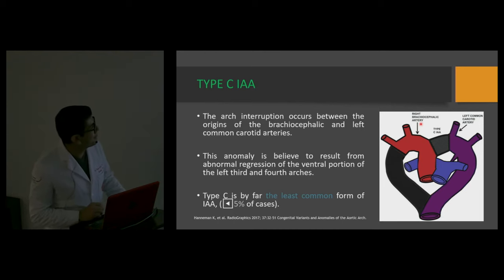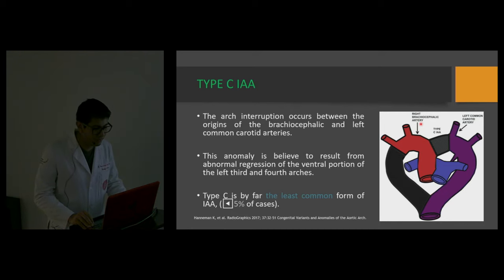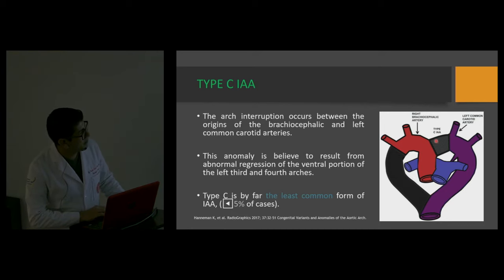Type C. The arch interruption occurs between the brachiocephalic and left common carotid arteries. This anomaly is believed to result from abnormal regression of the ventral portion of the left third and fourth arches. Type C is by far the least common form of interrupted aortic arch. The diagram shows how the interruption is before the left common carotid artery, and the PDA is supplying all this segment.